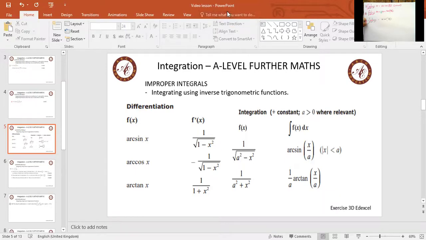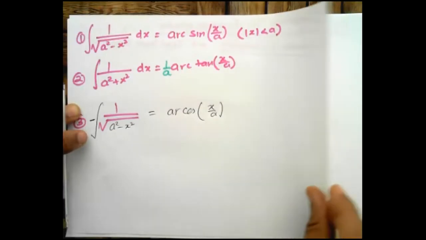Okay, so we're looking at exercise 3D, some questions from this exercise. The first question we're looking at is question number 12. Have a look, copy that question and let's start working on it together.